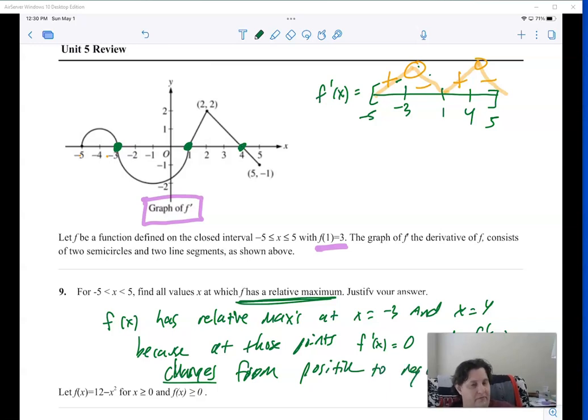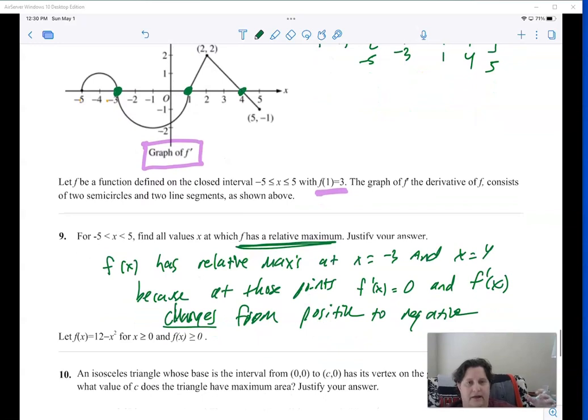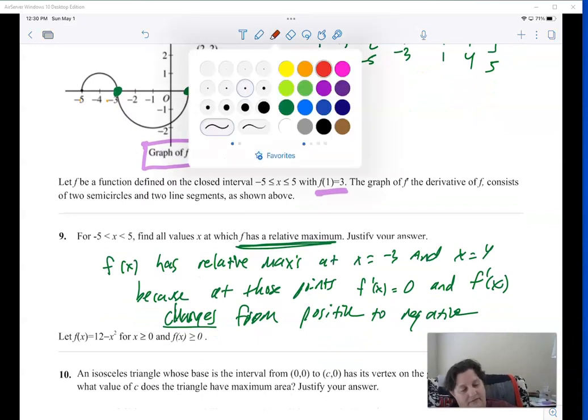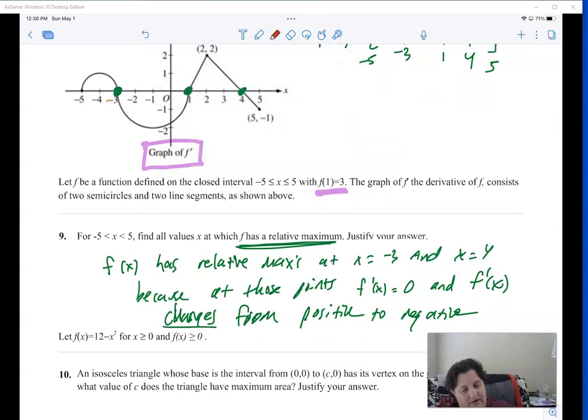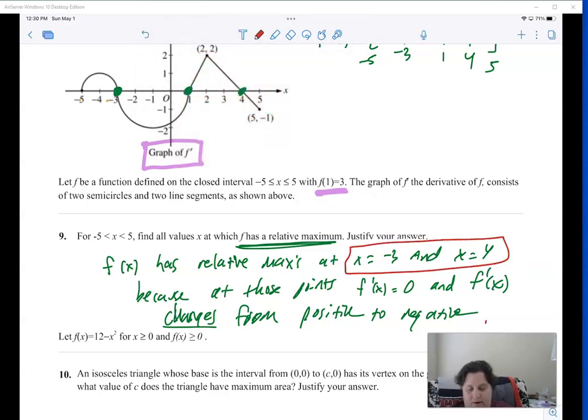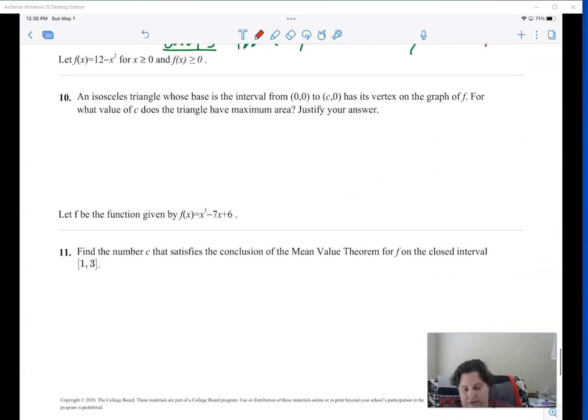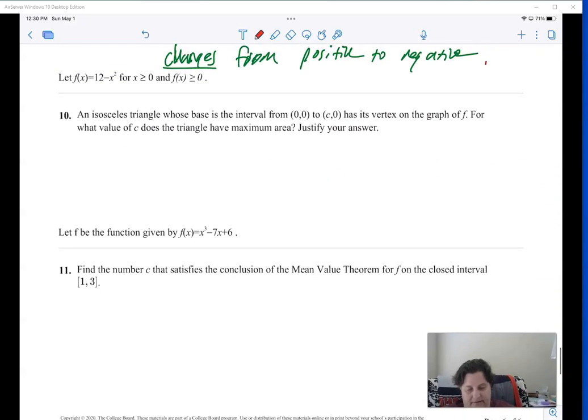Guys, that's just as important, writing that up, right? Typically, you're going to get a point for the answers right here, point for the answers, and then a point for that, okay? Okay, sweet. 10 is its own question, so let's take a look at that. And 11 is its own question.